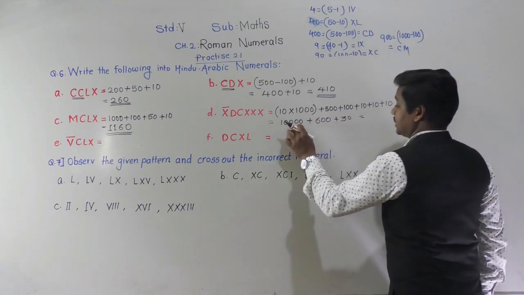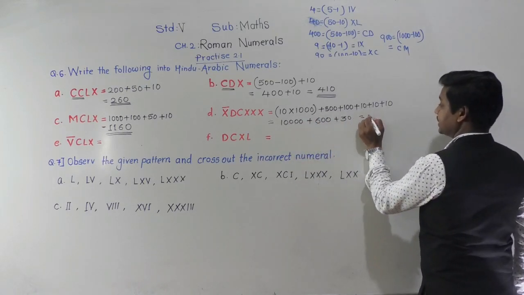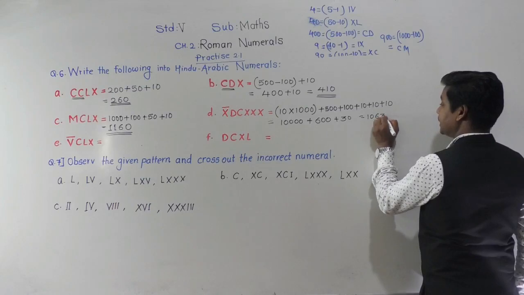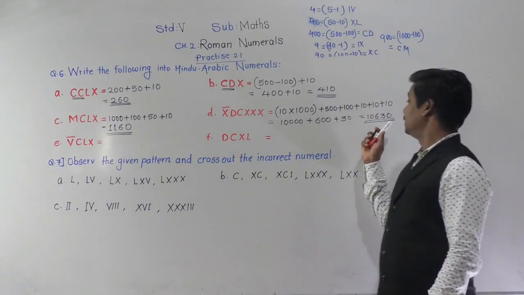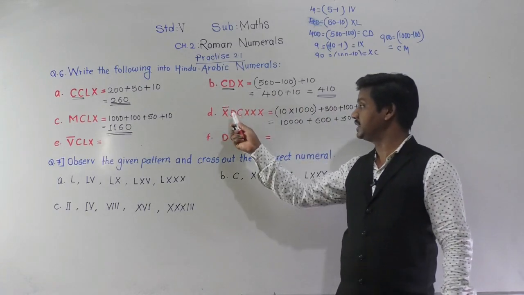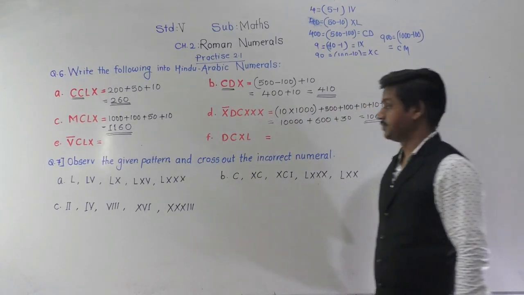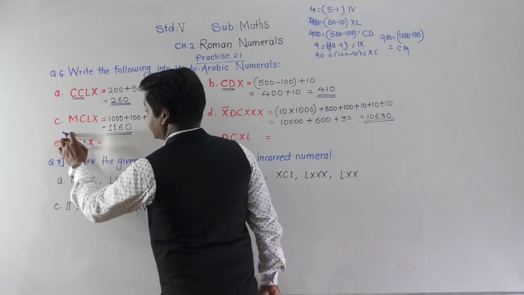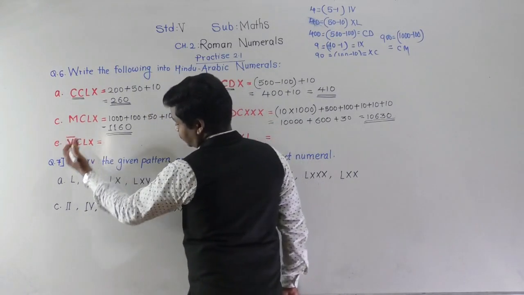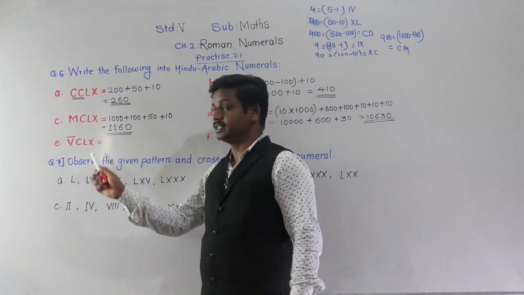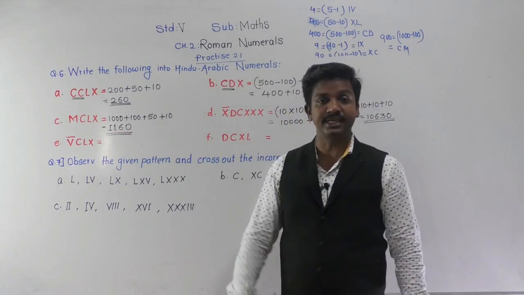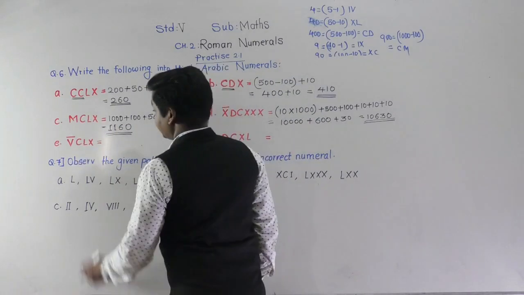That is 10,630. This is the Hindu Arabic numeral for X bar D C X X X. Next, V bar C L X. Again, these Roman numerals are in descending order. So the values will get added.